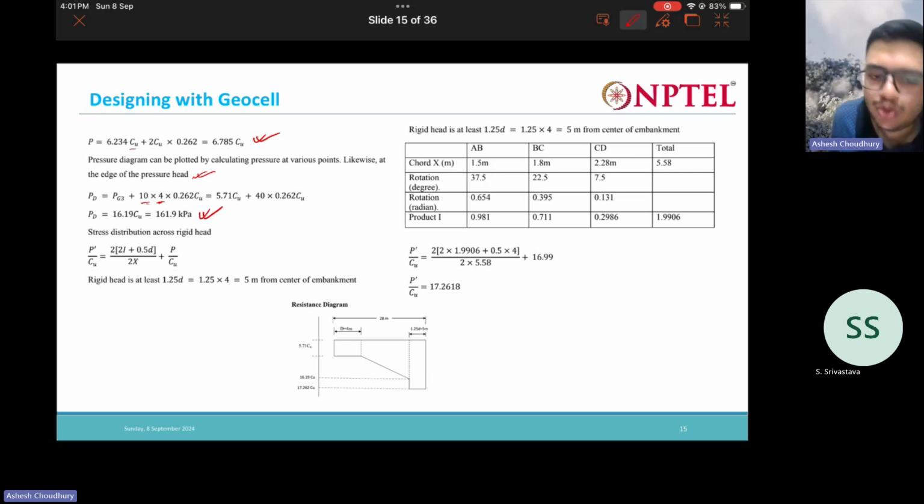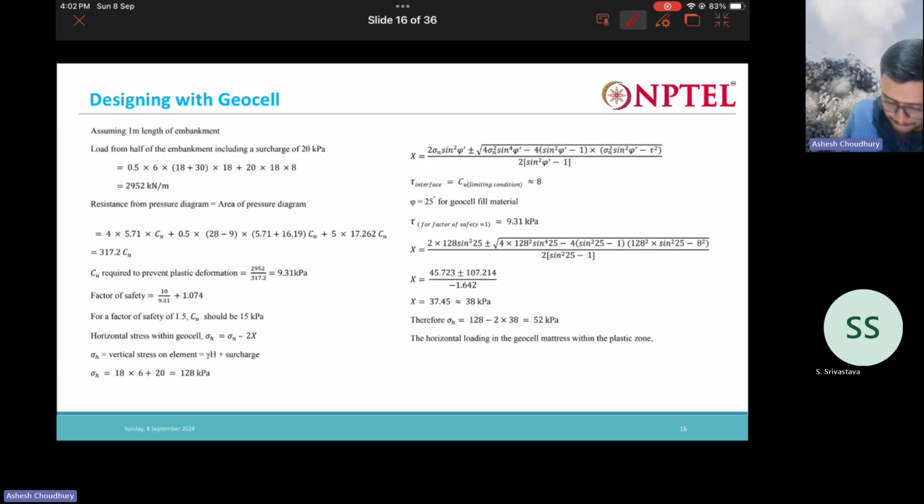Now at D, the edge of the rigid head, I know the stress. Now I can find out the average stress along the rigid head. This is the average stress distribution along the rigid head. They have done all the calculation here. You can see this table, and finally we got the stress here as 17.262 Cu.